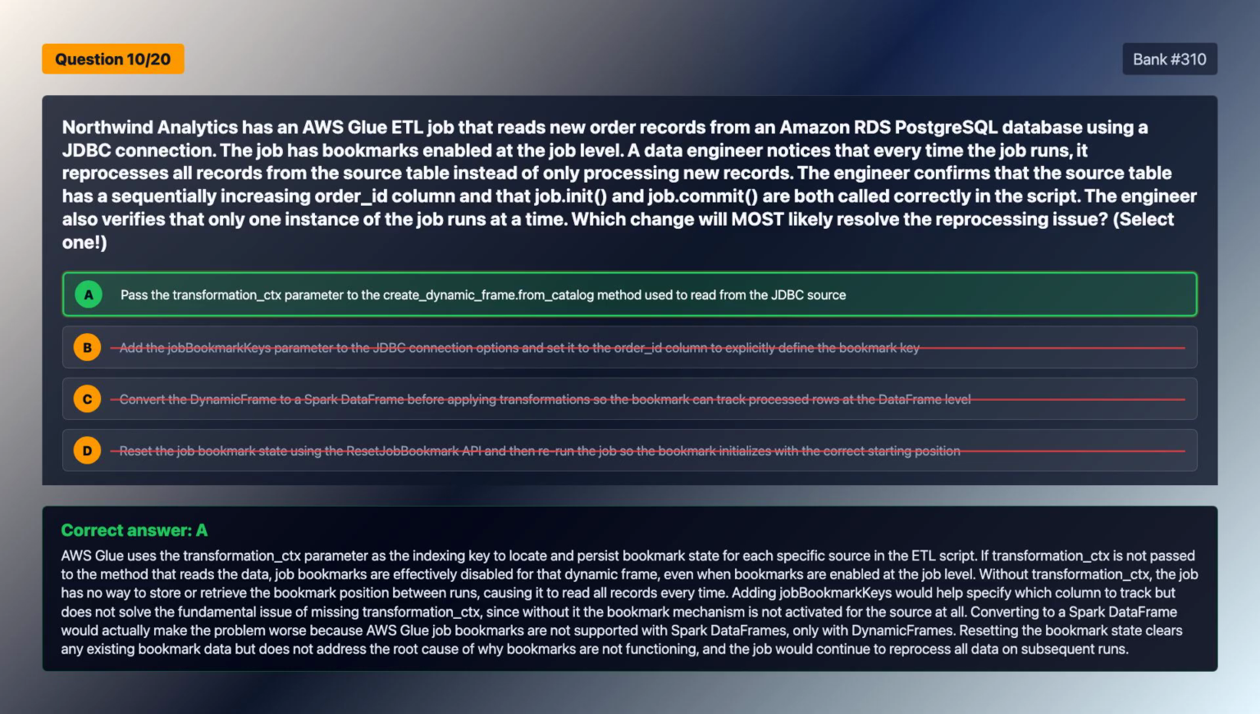Adding job bookmark keys would help specify which column to track, but does not solve the fundamental issue of missing transformation_ctx, since without it the bookmark mechanism is not activated for the source at all. Converting to a Spark data frame would actually make the problem worse because AWS Glue job bookmarks are not supported with Spark data frames, only with dynamic frames. Resetting the bookmark state clears any existing bookmark data, but does not address the root cause of why bookmarks are not functioning, and the job would continue to reprocess all data on subsequent runs.